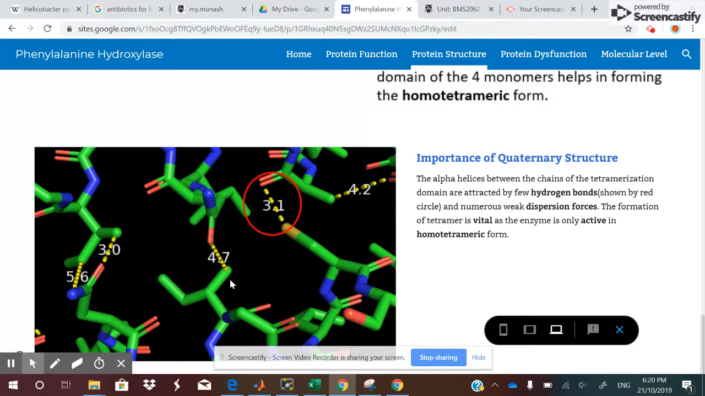So, due to hydrogen bonds and dispersion forces, the chains are held together to form a tetrameric form, which activates the enzyme. Therefore, the formation of the tetramer is vital as the enzyme is only active in homotetrameric form.